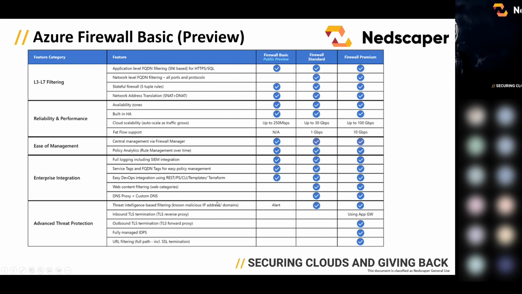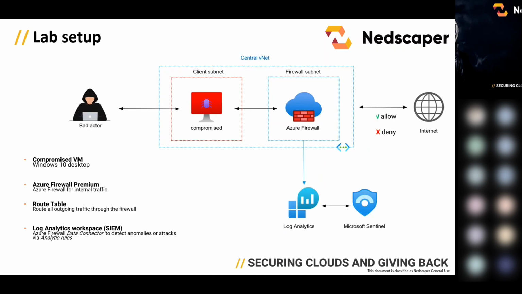So it does some threat intelligence filtering to malicious domains and IP addresses, but it can only alert on it, whereas the standard firewall and the premium firewall can actually block the traffic. And also the TLS termination for inbound and outbound traffic is only available within the premium, as is URL filtering on the filtering path. So look it up and let's continue.